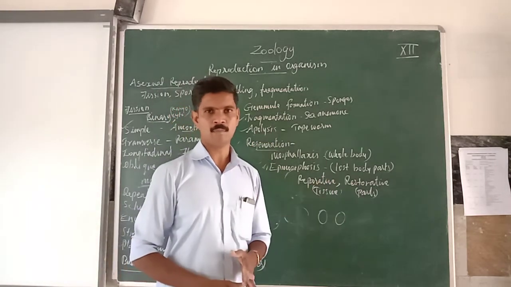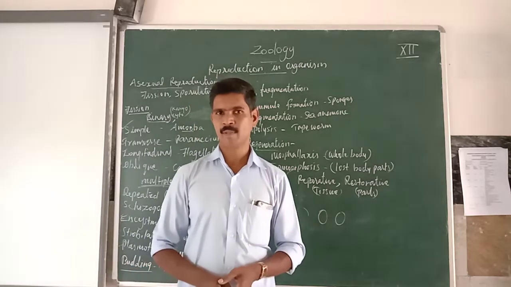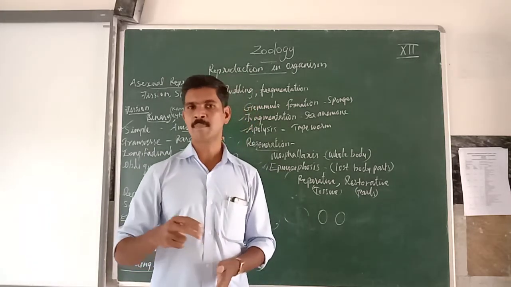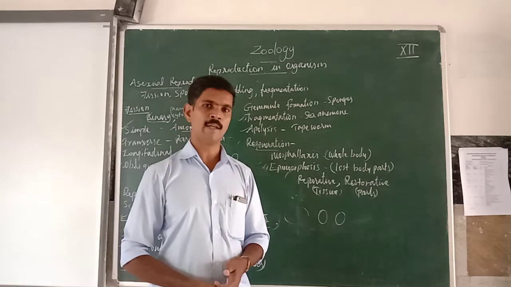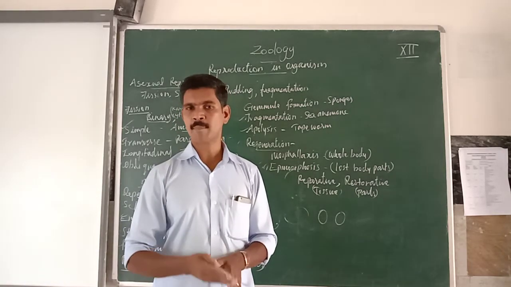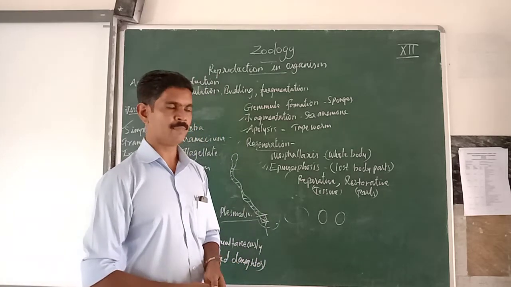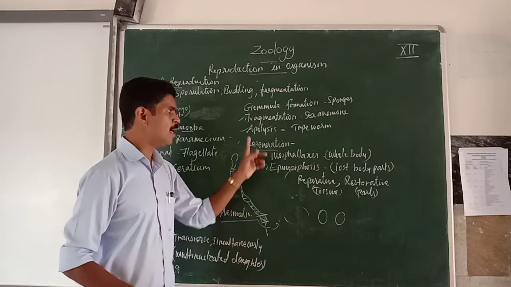The next is apolysis. Example, tapeworm. The body of the tapeworm is divided into many small segments. The mature segments are present in the posterior end of the body. These mature proglottids are separated from the body and produce new tapeworms. This type of reproduction is called apolysis.